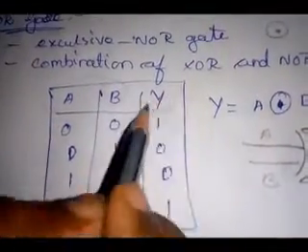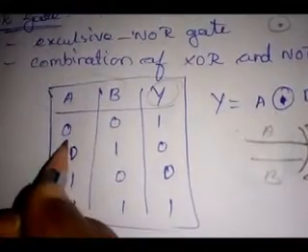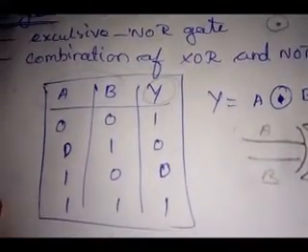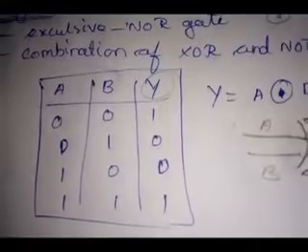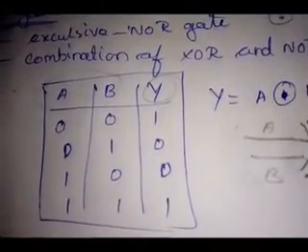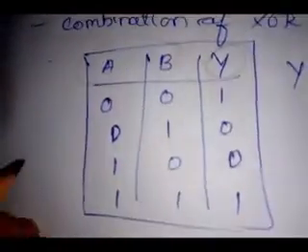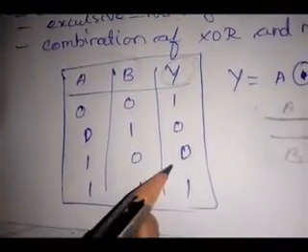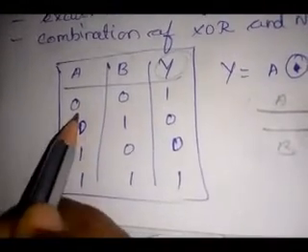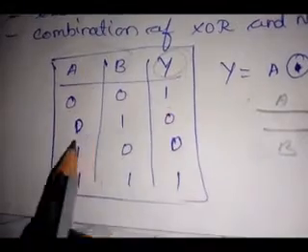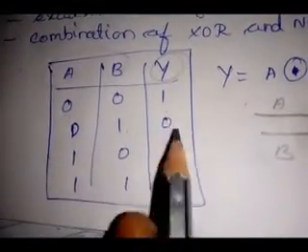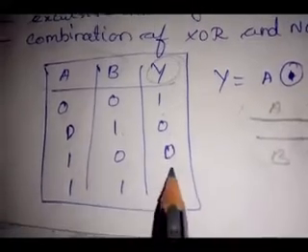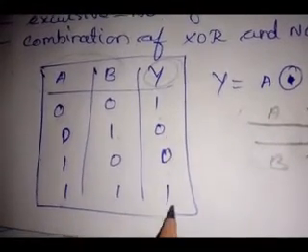Here is the truth table. A and B are the two inputs, Y is the output. How will we get the output? It is just the opposite of the XOR gate. The XOR gate output is false when both inputs are the same. Here, when both inputs are different, the output is false. Otherwise the output is true. Both inputs are the same, output is true. Both inputs are different, output is false. Both inputs are different, output is false. Both inputs are the same, output is true.